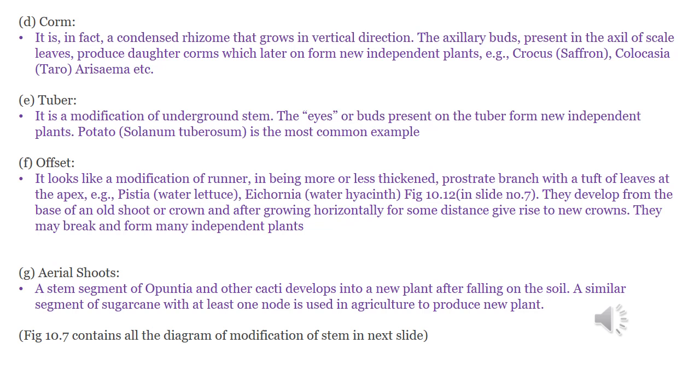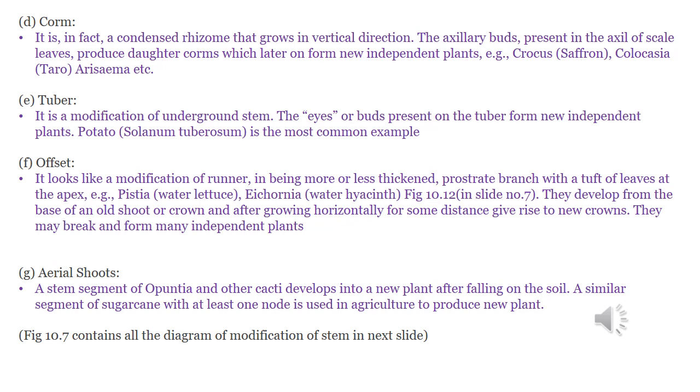So these basically have got eyes, which is actually a bud present, and these eyes or buds can develop into a new plant. The next type of modification of stem is offset. So it actually looks like a runner in the beginning. In the beginning it will look like a runner, more or less thickened. It has got a prostrate branch with a tuft of leaves at the apex.